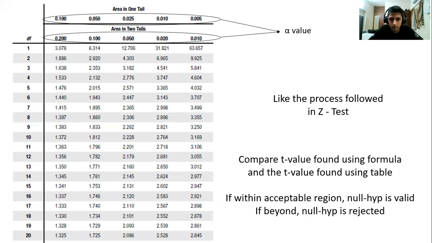And now what you do here is compare the t value found using the formula, which I had written in the previous slide, I'll come back to it again, and the t value found using the table. It's very simple. You just compare both of them. It's just greater than, less than, that's it. If you find that it is within the acceptable region, your null hypothesis is valid. If it's beyond the acceptable region, then you reject the null hypothesis, saying it's not in the acceptable region, I won't accept the null hypothesis made. So this is the entire process of a single sample t-test.